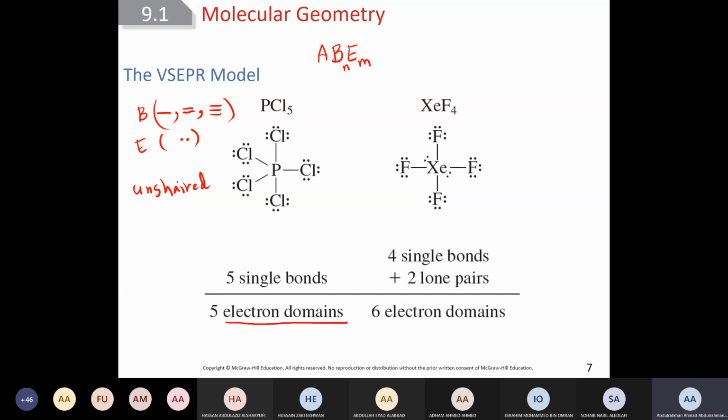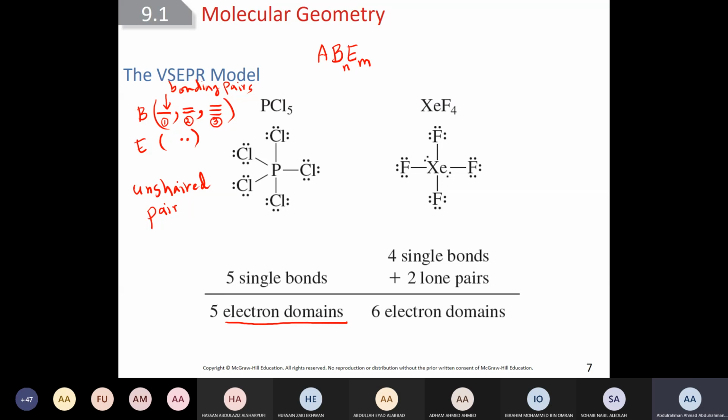What is it called? Unshared pair. These are called bonding pairs. We have one bonding pair here. How many bonding pairs do we have in a double bond? 2. How many in a triple bond? 3. These are called bonding pairs, and bonding pairs give B1 for any one of them. And the unshared pair we're going to call just E, the lone pair.